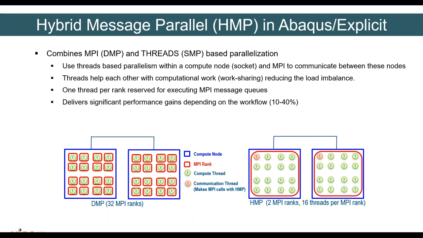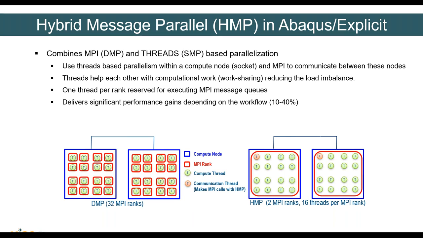Specifically in explicit, when you're working with a huge model, normally you will be working on multiple nodes, and each node has various compute sockets. In this scenario, what we have done is that the threads help each other with computational work and work sharing, and that reduces the load imbalance. To understand this, here are two nodes. This is the first node on the left-hand side, and this is the second node. Each node has 16 cores here, and if you're running on 32 cores in explicit, explicit will be running on each and every core here, and there would be data sharing between these red boxes.